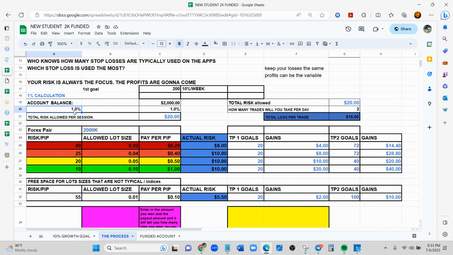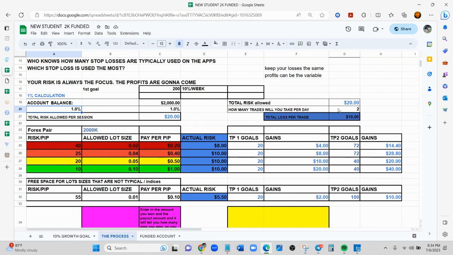So I always set my risk per day at 1%, right? A lot of people will risk 2, 3, 4%. I think that should be left for veterans. And to be honest, some of the most profitable traders will tell you they wish they would have stuck to 1% in the beginning, because it allows you to take a significant amount of L's but still remain profitable at the end. So as it says, the total risk allowed per session is $20. Why is it 20? Because that's 1% of 2,000.